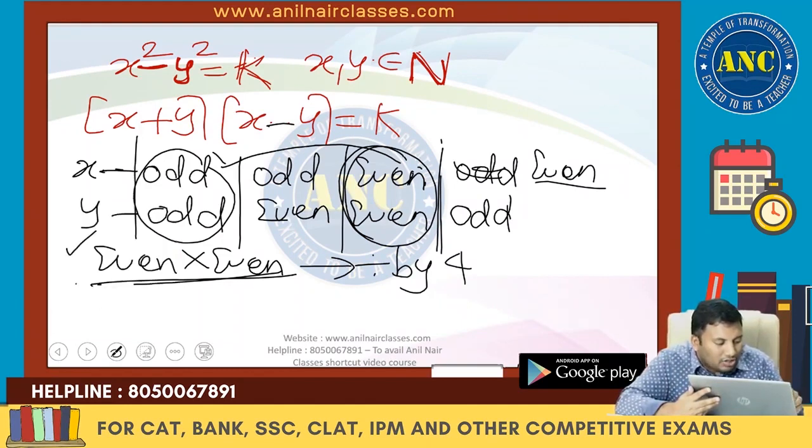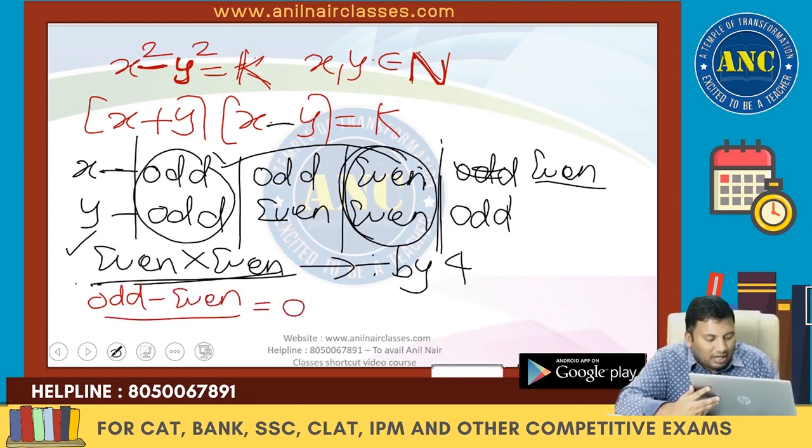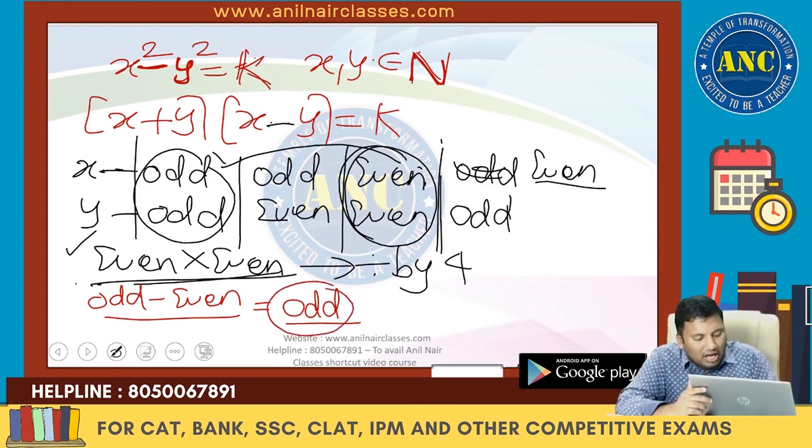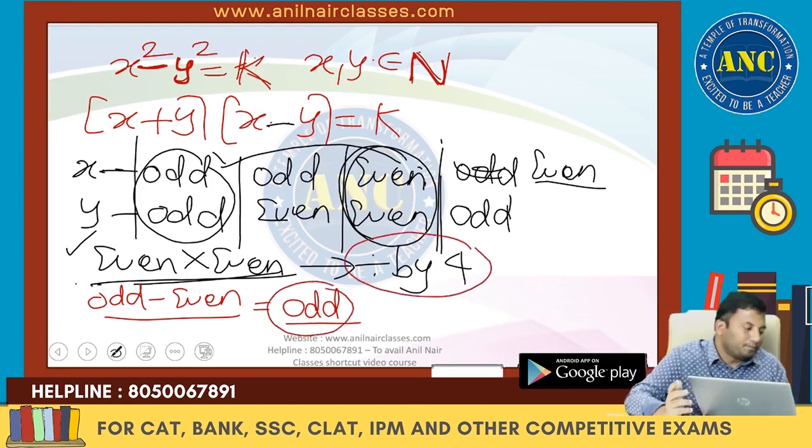Second and fourth case: odd number on square is an odd number. Even number on square is an even number. Odd minus even is an odd number. Even minus odd is odd. I hope the proof is clear.